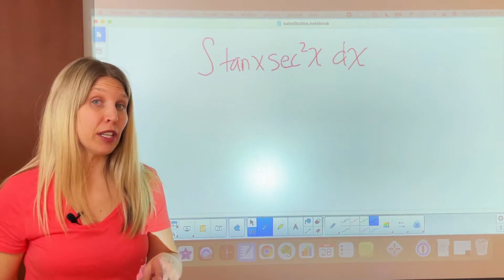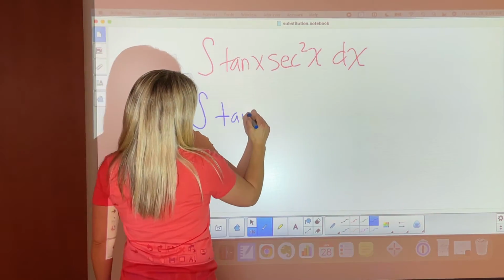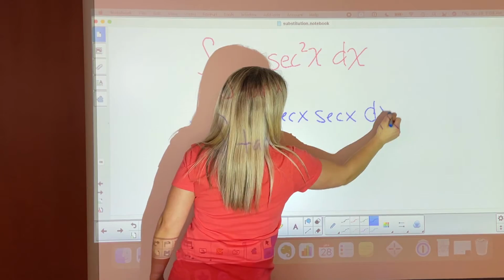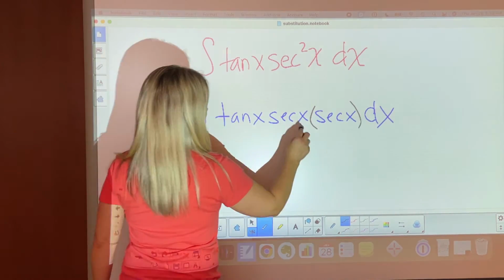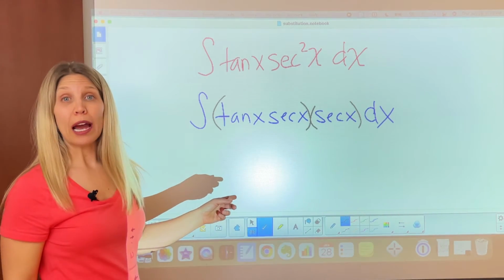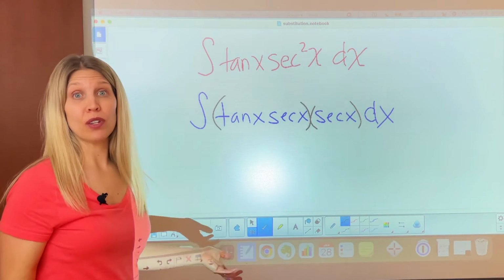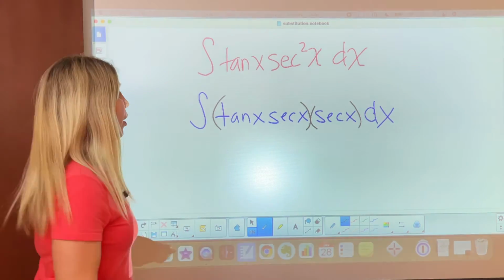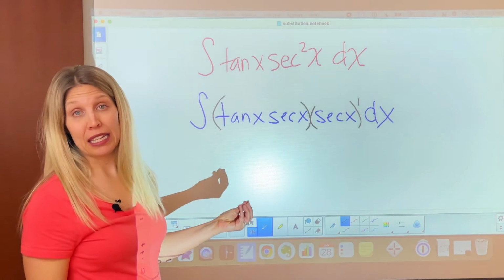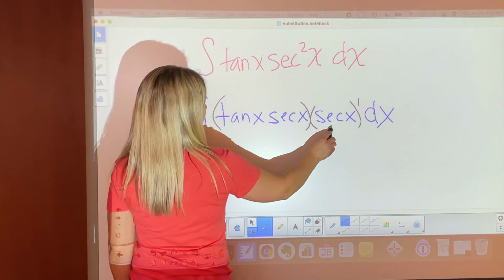All right, this one's a little tricky. I'm going to pull apart our secant x, and you'll see why here in a minute. Tan x, secant x times secant x dx. I'm going to put these in 2 groupings like this. And here's why. I can pick which one of those I want to be my inside or my outside piece. What I'm going to do is raise this to the 1st power, and I'm going to make my secant x my inside piece. Because what's the derivative of secant x? The derivative of secant x is this guy.